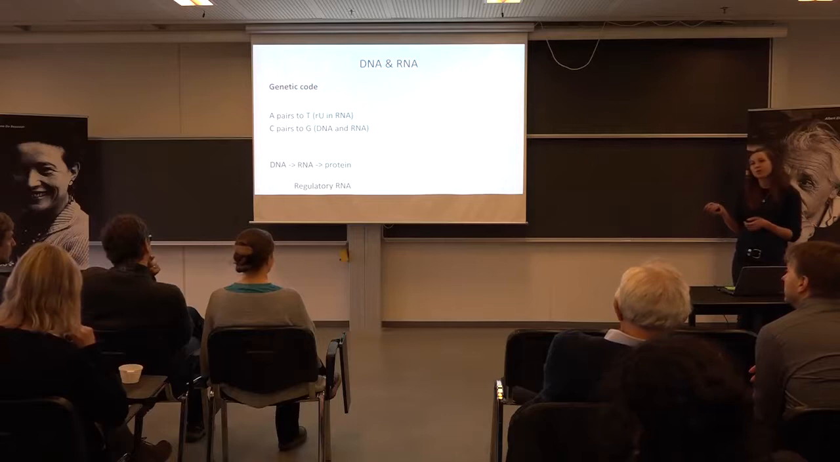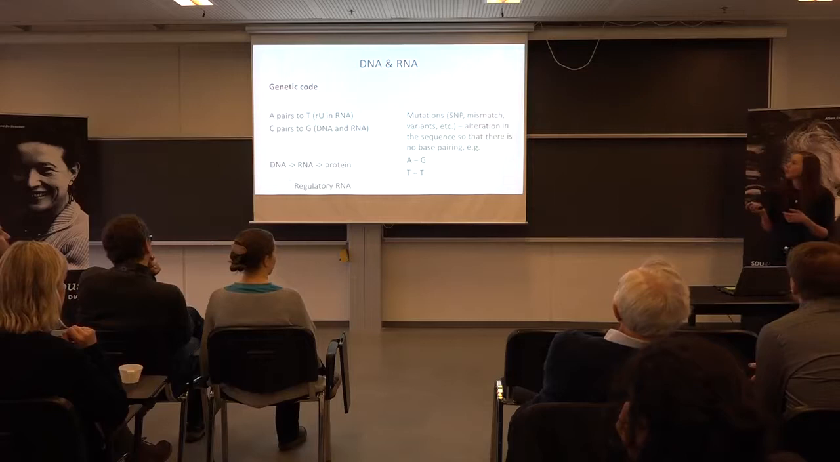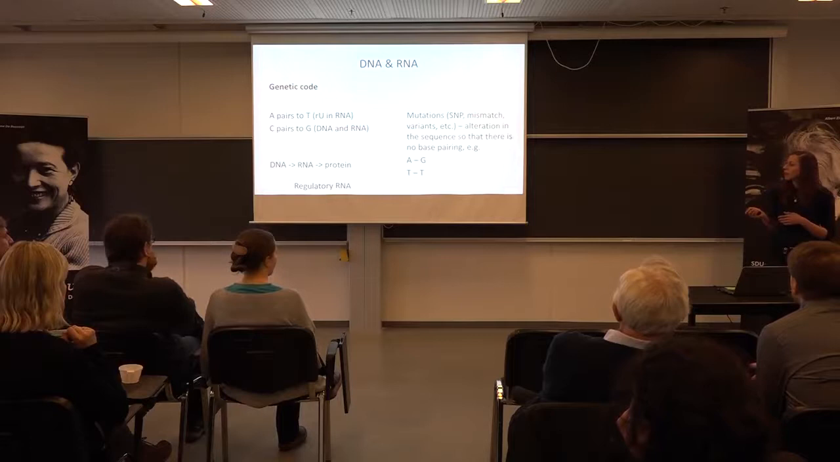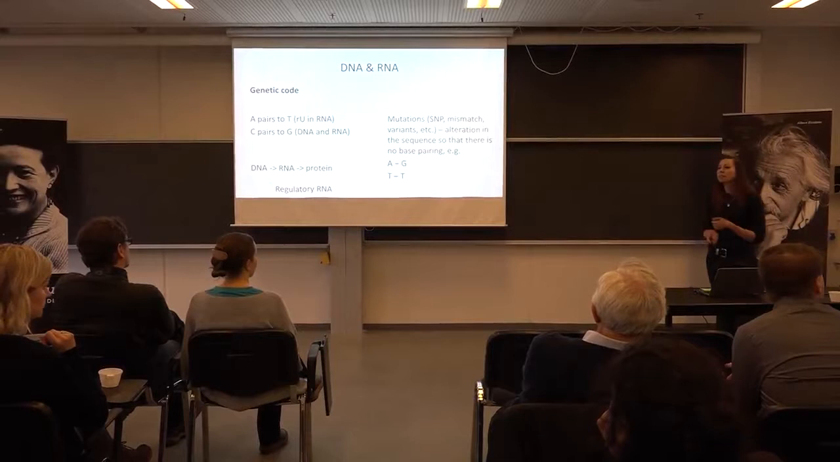A big part of my work is the discovery and detection of mutations. So sometimes things happen in the genetic code, and there come alterations. So the standard, this ATCG correct sequence, it gets some variations. An example could be A becoming, instead of, here should be C, but it becomes A, and then it doesn't base pair. Or for example, TT, we call it a mismatch, or a mutation.